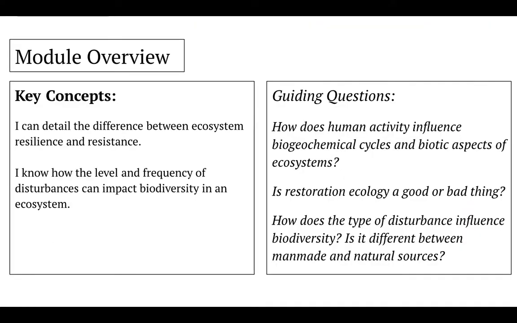So here are the key overviews. I want you to feel really good about the differences between ecosystem resilience and resistance, and also what we call the level and frequency of disturbances and their impact on biodiversity. Here are some guiding questions for you to think about in terms of human activity, restoration ecology, and different types of disturbances and their influence on biodiversity.